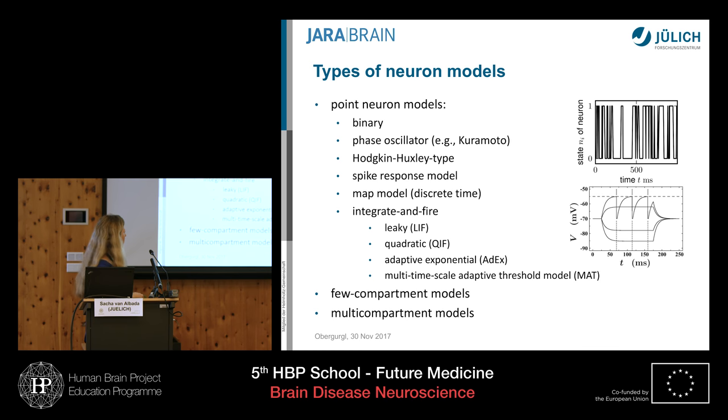And then you can go arbitrarily more complicated and use few-compartment models or multi-compartment models, for instance, if dendritic properties are important, if you have active dendrites or so.